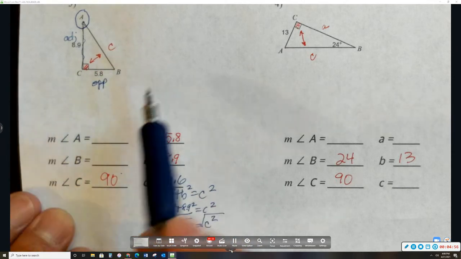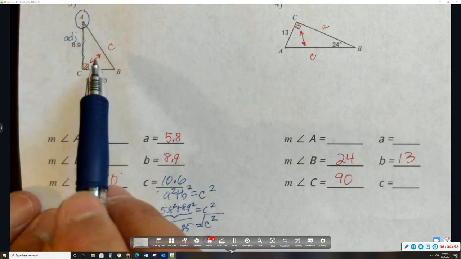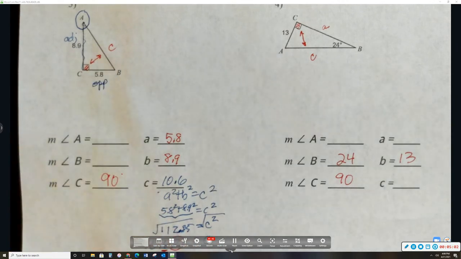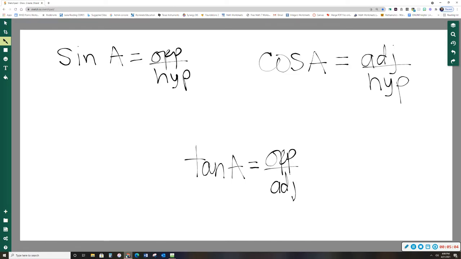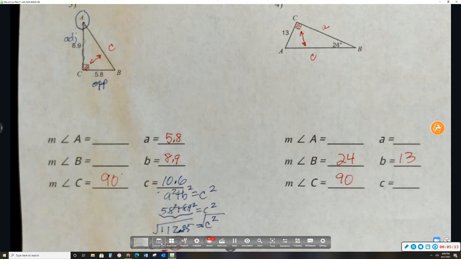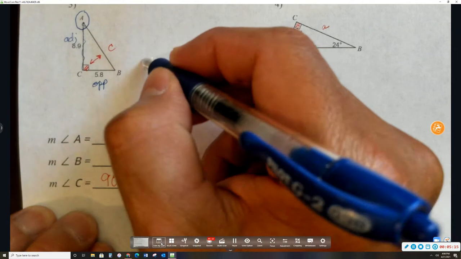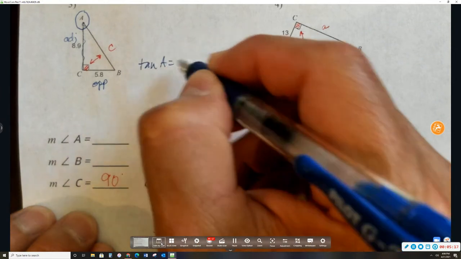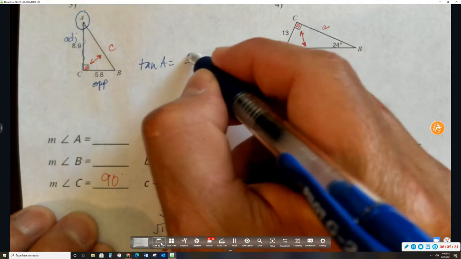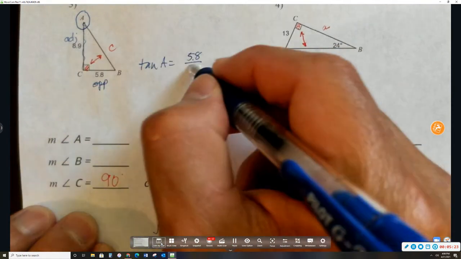And then again, you go back to your trig ratios, and say which one uses opposite and adjacent. And I know the trig ratios, opposite and adjacent. There it is. It's tangent. Okay, tangent is opposite and adjacent. So I can write this equation: tangent of angle A is equal to the opposite side divided by the adjacent side.